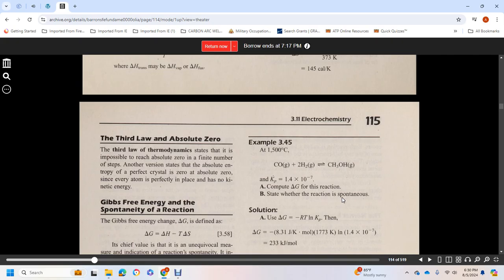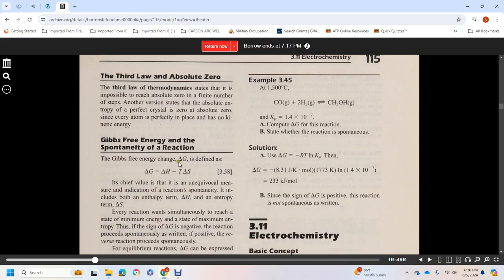Alright, third law, absolute zero. The third law of thermodynamics states that it is impossible to reach absolute zero in a finite number of steps. Another version states that the absolute entropy of a perfect crystal at absolute zero is zero, since every atom is perfectly in place and has no kinetic energy.